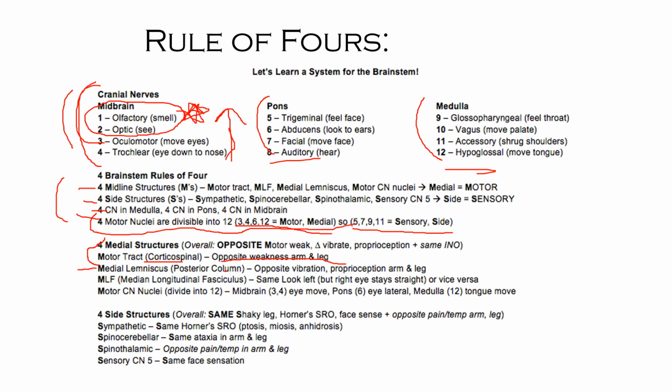The MLF, medial longitudinal fasciculus: same side, look left, but the right eye stays straight, or vice versa. So this is yoking vision together, remember, MLF. It yokes cranial nerve 3 and 6 together to make the eyes look in the same direction at the same time.